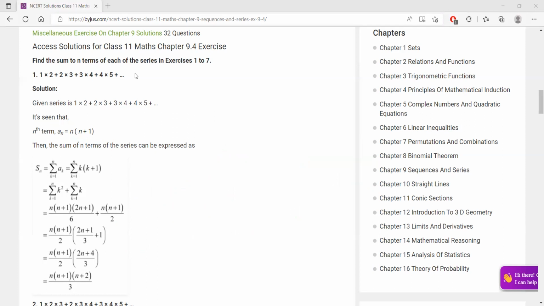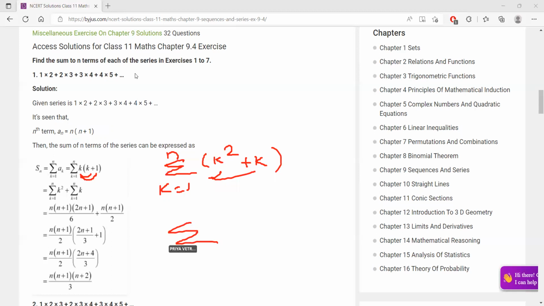So it's k into k plus 1. You can actually split them. I'll show you how. You take the k inside and multiply. What happens? You get summation k equal to 1 to n, k square plus k. The summation is common for both the terms, so you are allowed to do the distribution. So summation k equal to 1 to n of k square plus summation k equal to 1 to n of k. All right, so this is the next step.